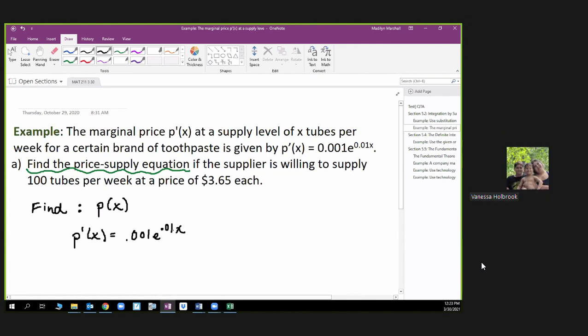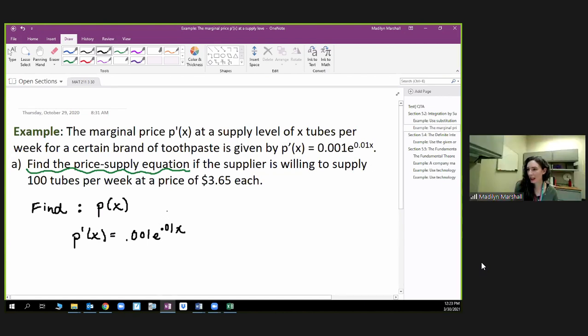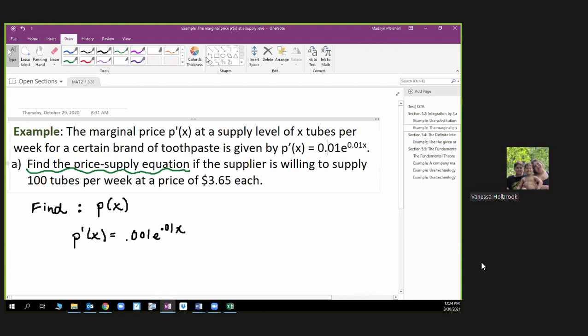So our u will be 0.01x. Yes, and I'm just realizing that there is a typo in that marginal price equation. There's an extra 0 in front of the e. Those two numbers should match each other. I'm sorry about that.